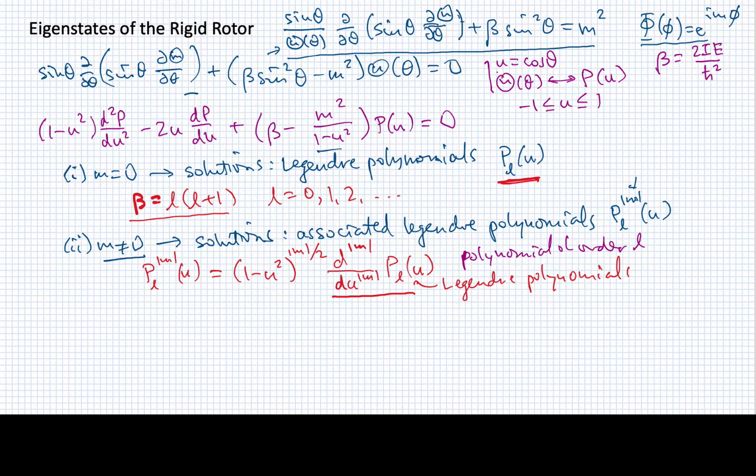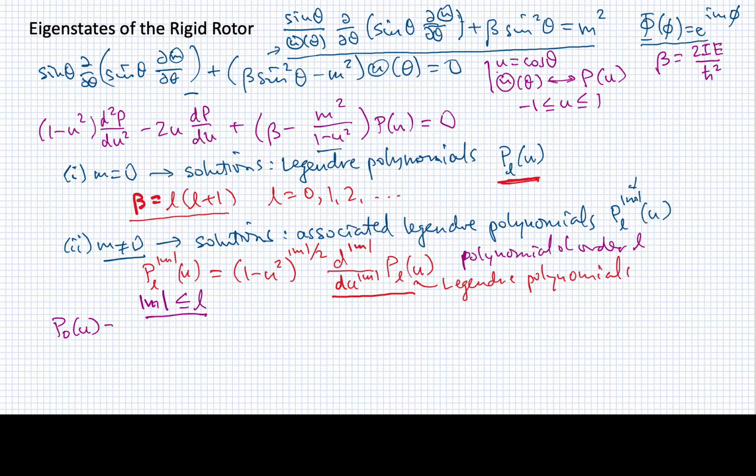And in fact, what it limits the value of m to is that the magnitude of m must be less than or equal to L. It can't be greater than L because you can't take a third derivative of a second order polynomial. So now we have a constraint on the values of m, and it comes from this particular solution of this theta equation. Now, to show you how this works in practice, I'll show you the first few Legendre polynomials.